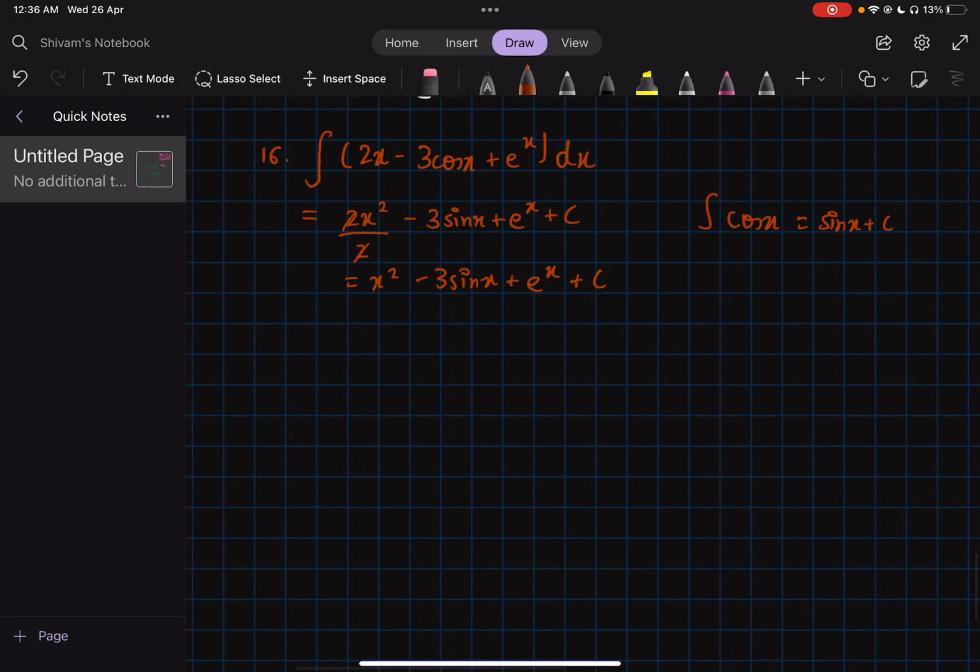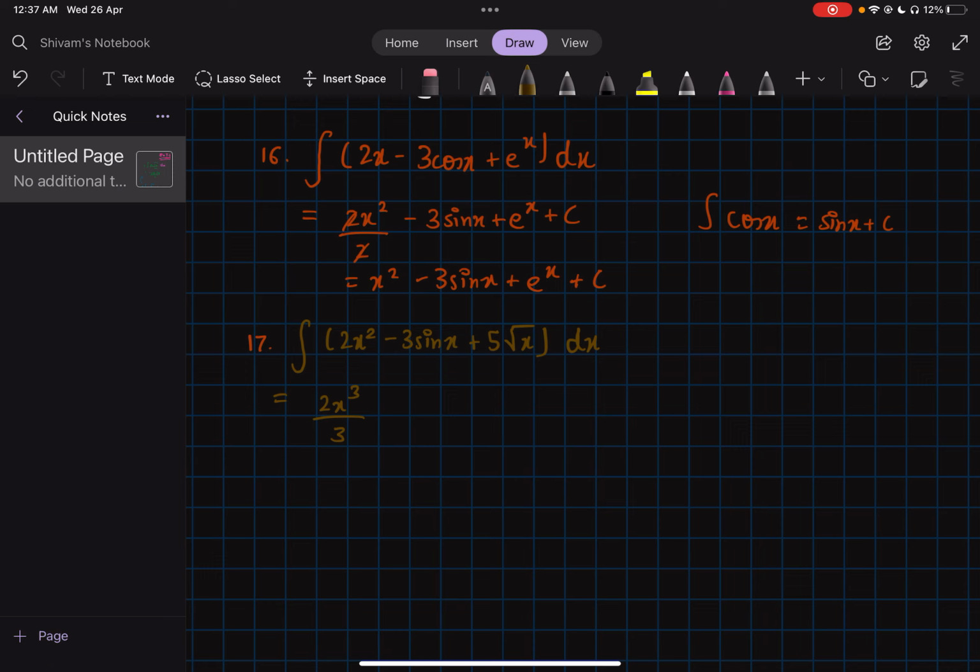Right. So for the 17th question, I'll pick a different color. So the integrand is 2x squared minus 3 sine x plus 5 root x dx. So we're going to use the power rule for the first term. So that's 2x, add 1 to the power, divide by the new power.